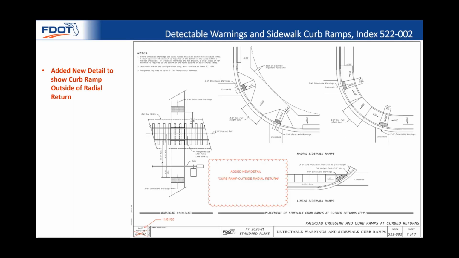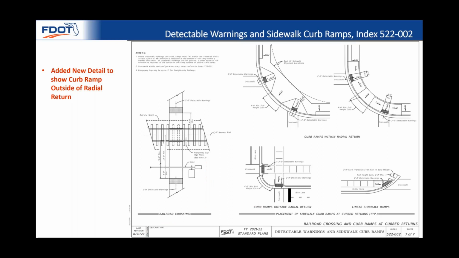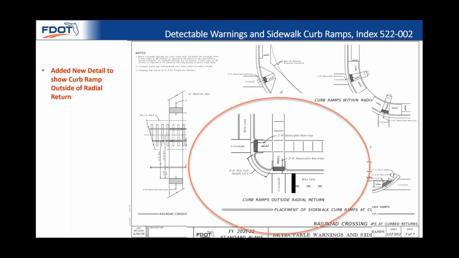The curb ramp options previously shown in the index were in radial returns. So we added a detail here on sheet 7 of 7 showing the curb ramps outside of the radial returns. Here's a new detail showing the preferred option with the curb ramps outside the radial return.